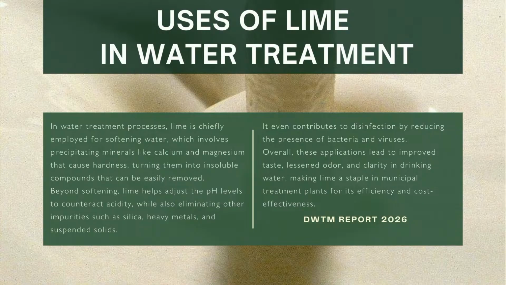So, water treatment processes. Lime is chiefly employed for softening water, which involves precipitating materials like calcium and magnesium that cause hardness, turning them into insoluble compounds that can be easily removed. Beyond softening, lime helps adjust the pH levels to counteract acidity, while also eliminating other impurities such as silica, heavy metals, and suspended solids. It even contributes to disinfection by reducing the presence of bacteria and viruses. Overall, these applications lead to improved taste, lessened odor, and clarity in drinking water, making lime a staple in municipal treatment plants for its efficiency and cost effectiveness.